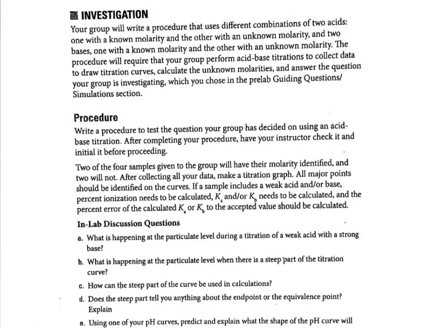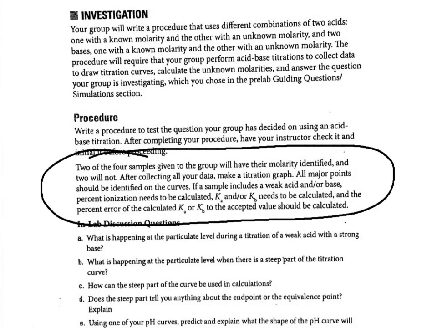the tricky part here is this little section right here. Okay? So it says 2 of the 4 samples given to the group will have their molarity identified and 2 will not, which is kind of what they set up here. You use an acid with a known molarity, an acid with an unknown, a base with a known, and a base with an unknown. And you guys were able to pick those based on your question that you were given.